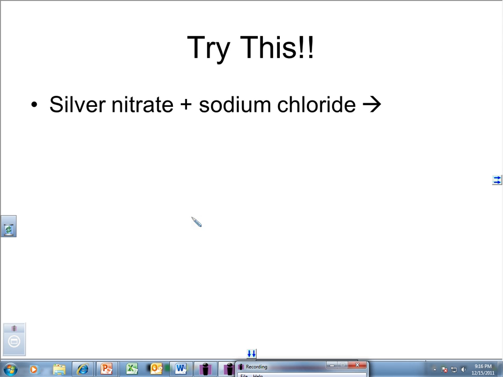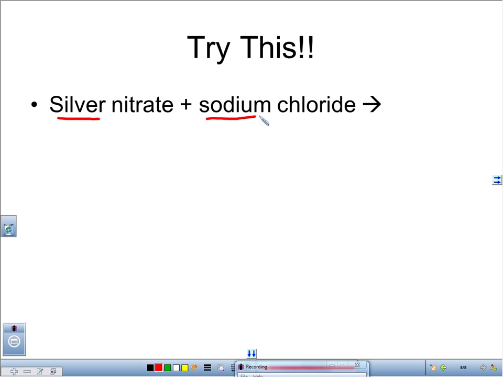Alright, now that you've had some time to give that one a try, I'd like to go over it with you, just to see how it went for you. Hopefully you're getting it. Again, this is a double displacement reaction, so the two metal cations, the silver and the sodium, are going to switch places.